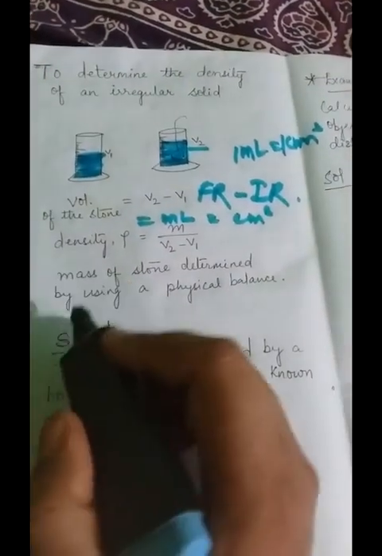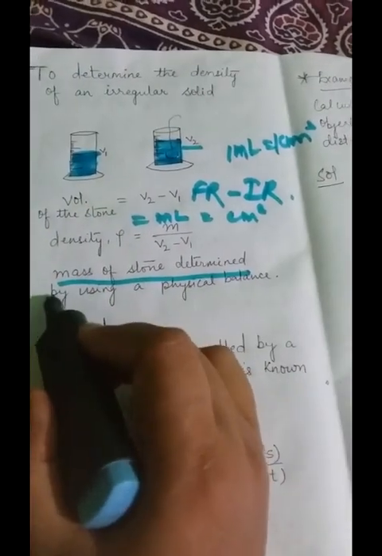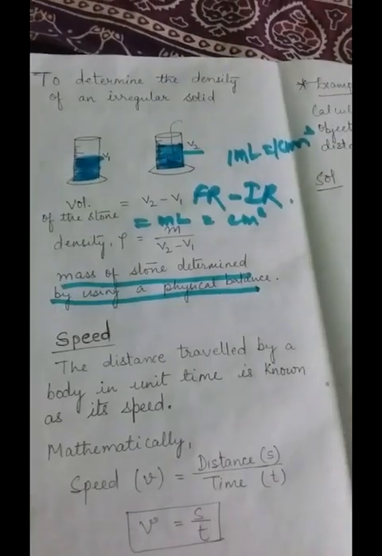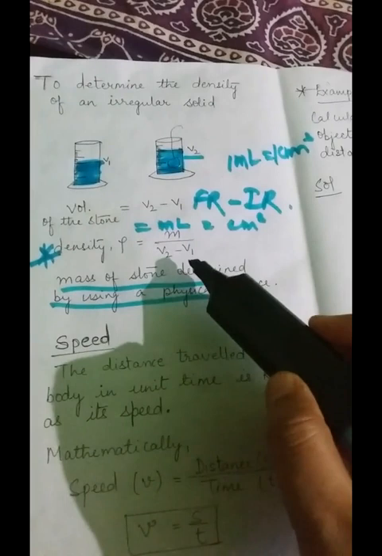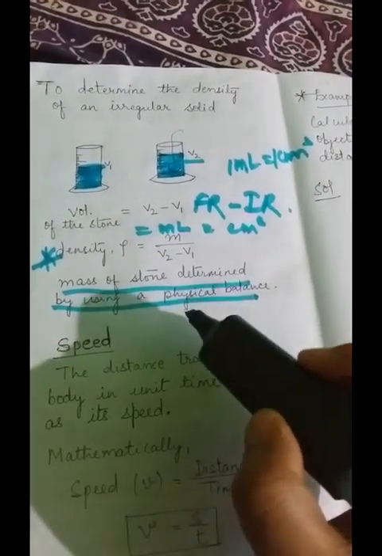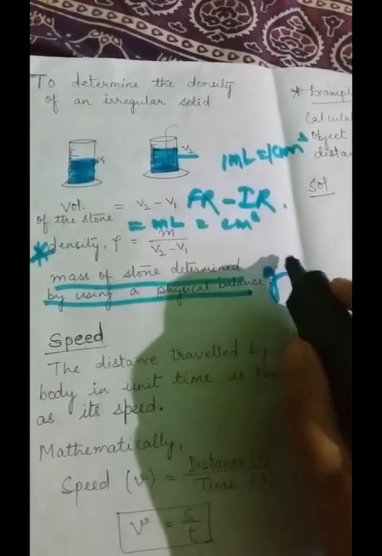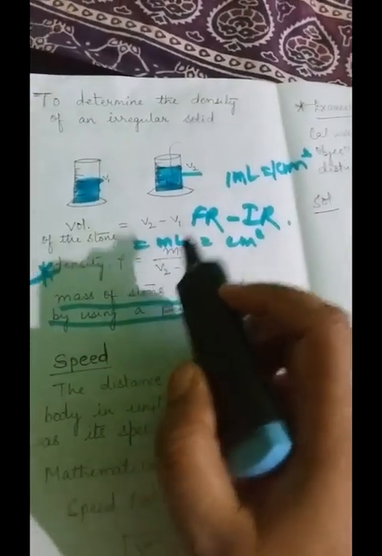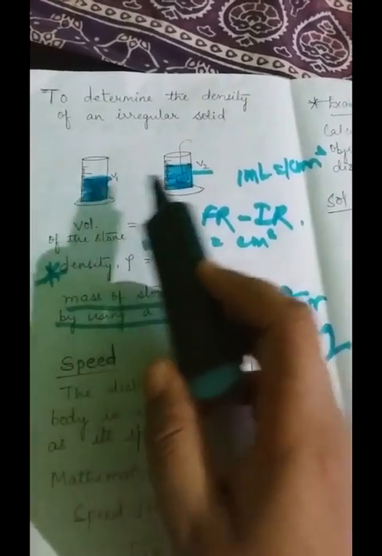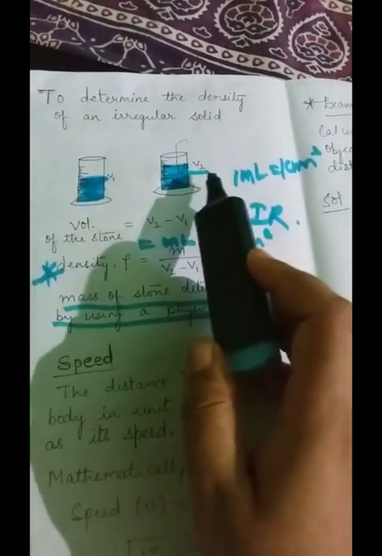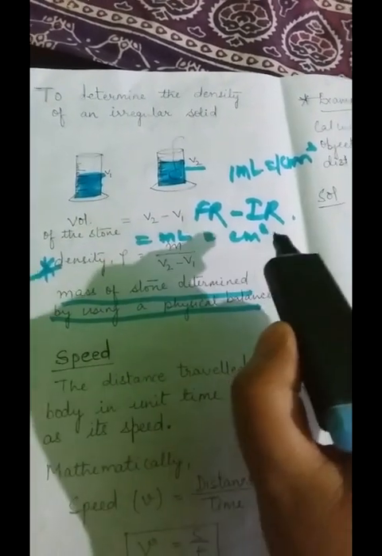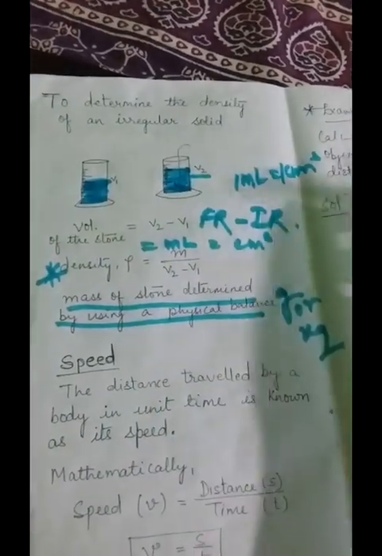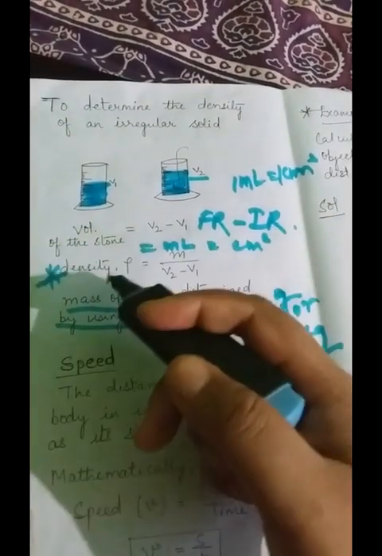And for finding out the mass, we will find the mass of the stone by using a physical balance. And then for density, we will use the formula density is equal to mass upon volume. Mass, all of you know, will be determined by using a physical balance. It will be given in terms of gram or maybe kilogram. And volume is determined by this activity. It is initial reading and this is final reading. Final minus initial, we will get the volume of the stone, and by dividing mass upon volume we will get the density.